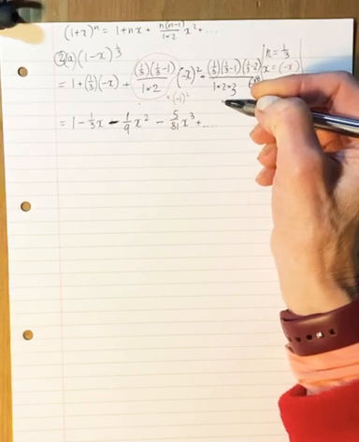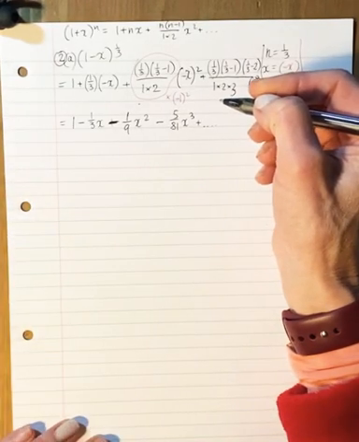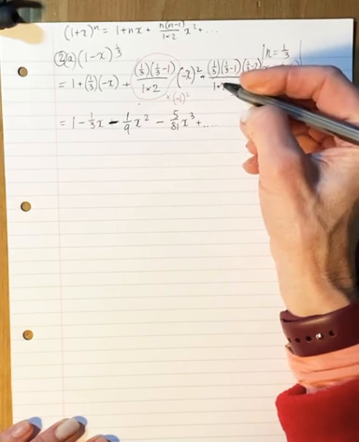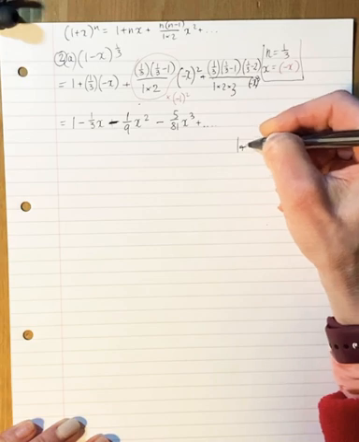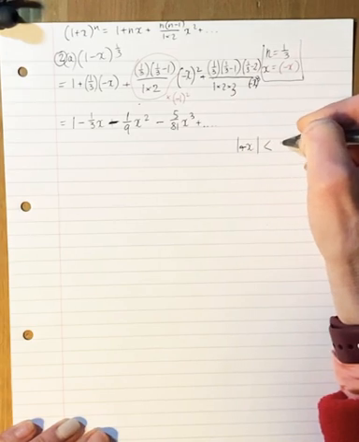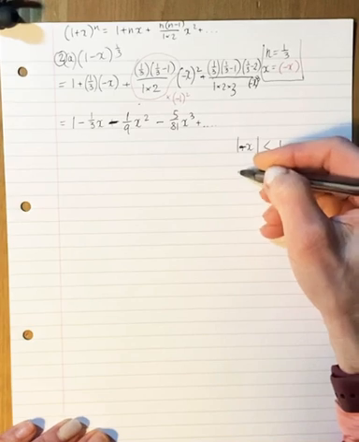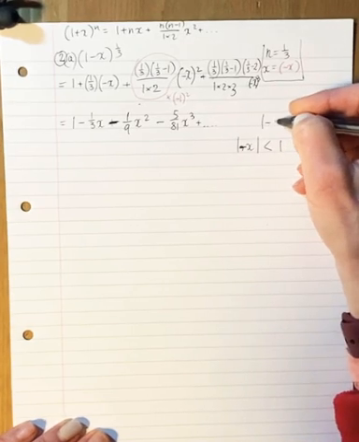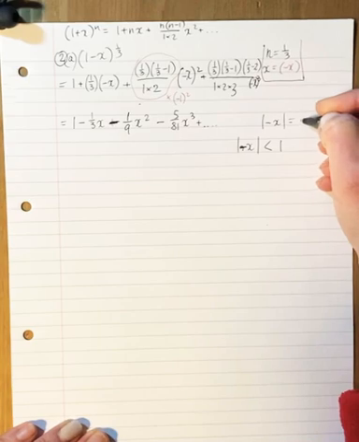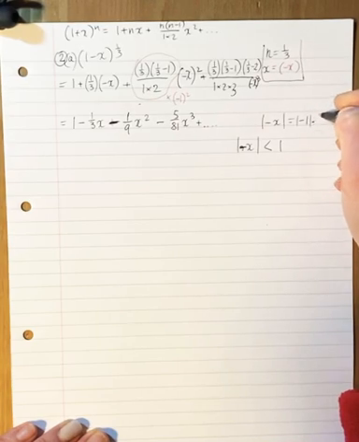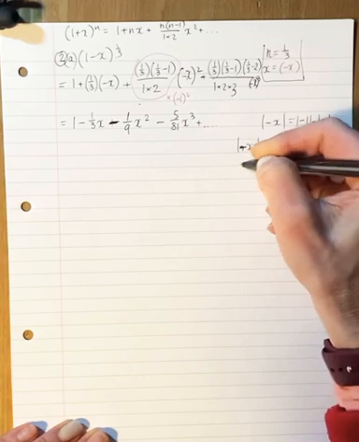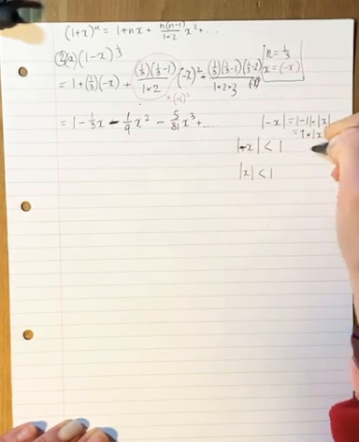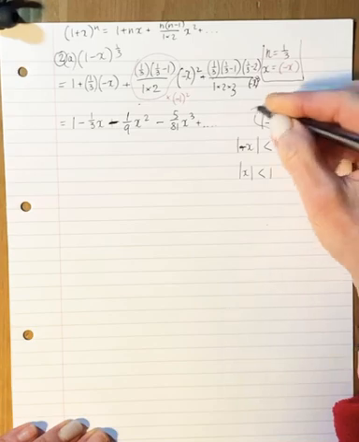Okay, for the next part, it also asks you to state the range of values of x for which this expansion is valid. So it's minus x, it must be less than 1. Modulus of minus x can be thought of as modulus of minus 1 times modulus of x, but modulus of minus 1 is 1. So effectively, it's just modulus of x less than 1.